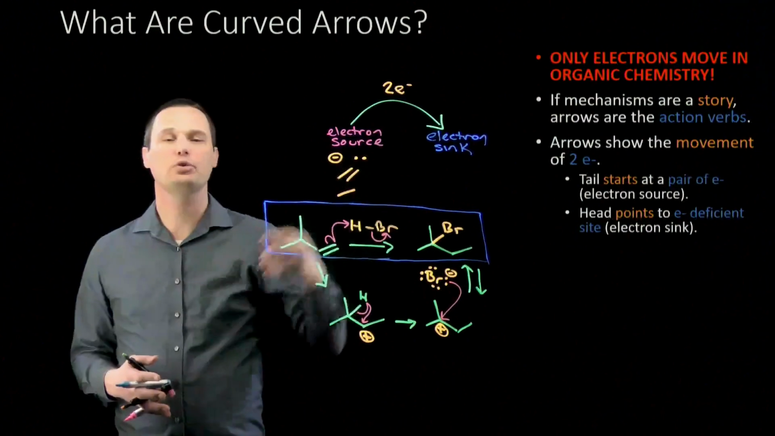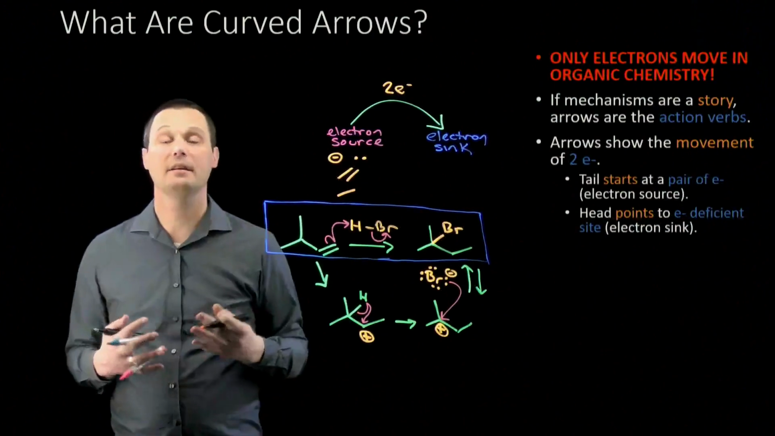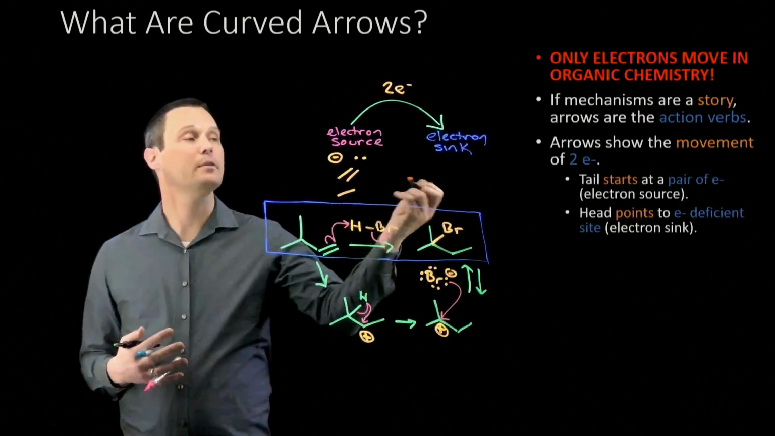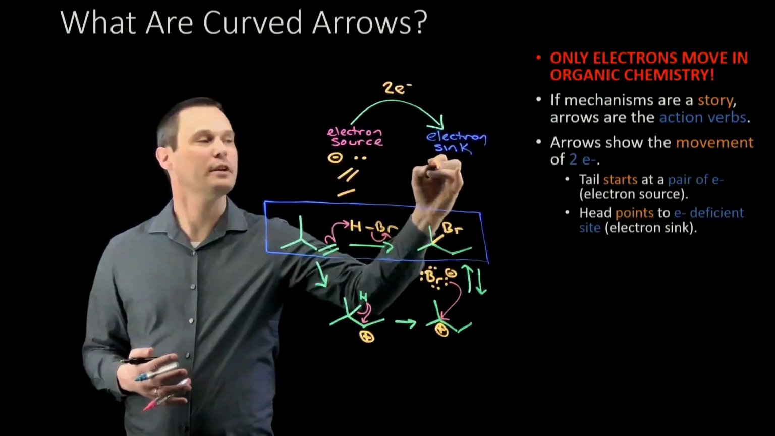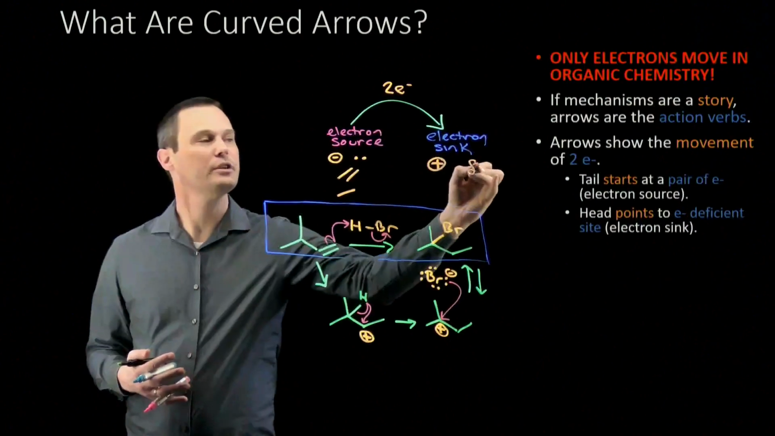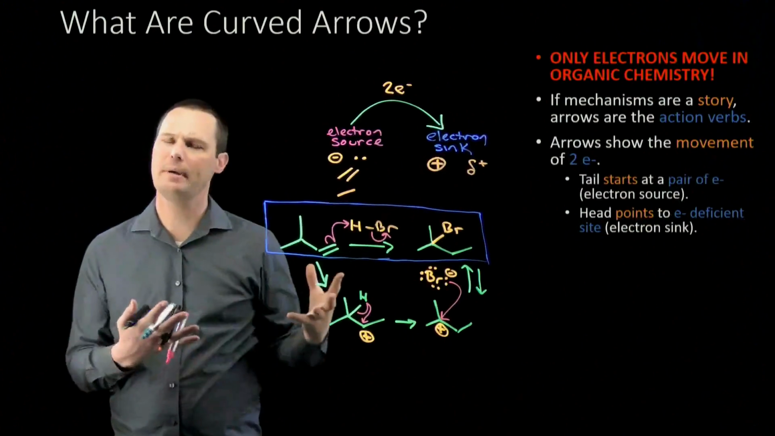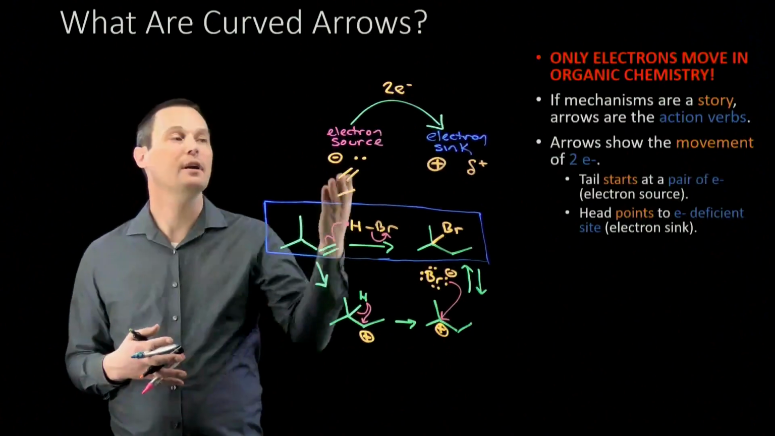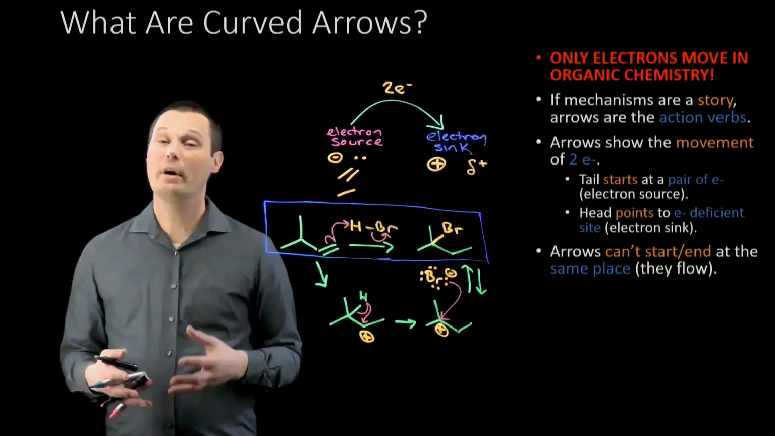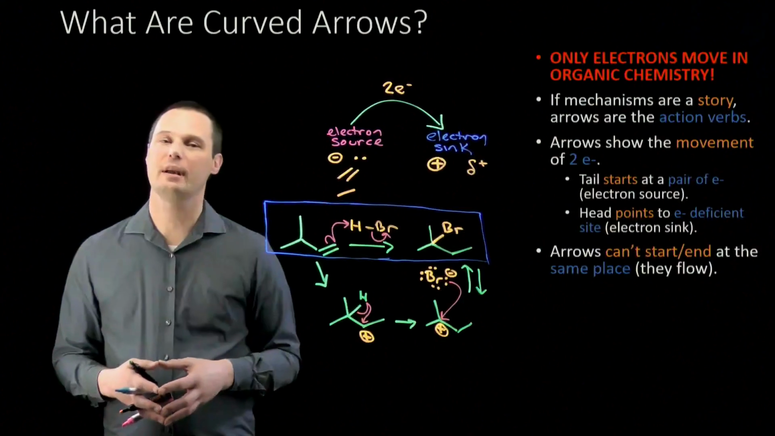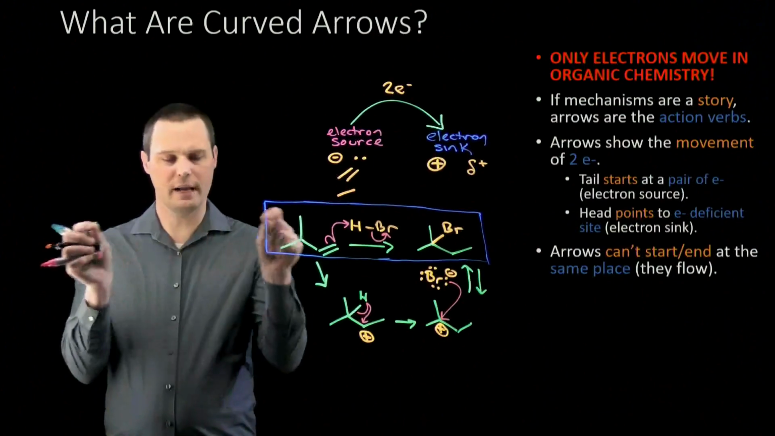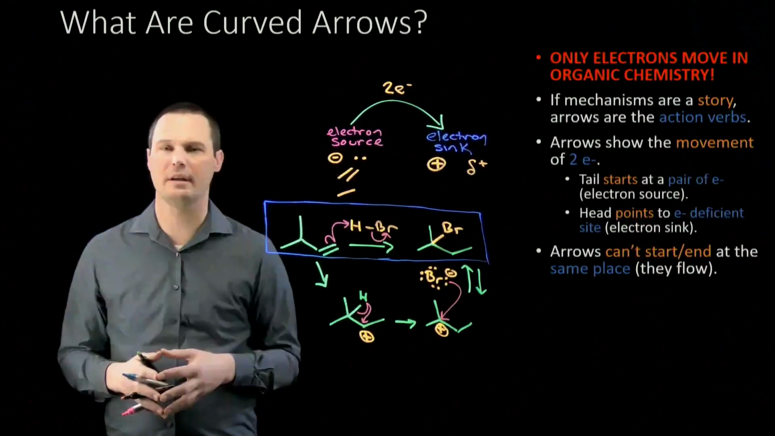Curved arrows always point to electron sinks, some place that somehow lacks electron density that can accommodate that incoming pair of electrons. Traditional places to find electron sinks include atoms with a full positive charge and atoms with a partial positive charge, some atom that lacks electron density for some reason that can accommodate the incoming pair of electrons. One quick warning I'll give you about curved arrows in organic chemistry is that two curved arrows never start at the same place and they never point to the same place.